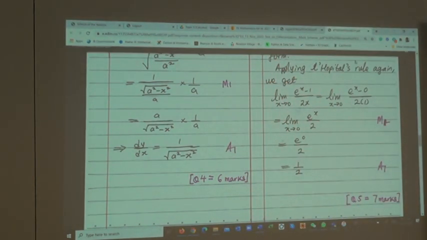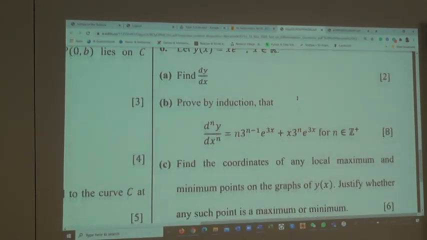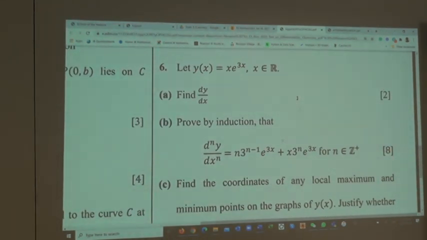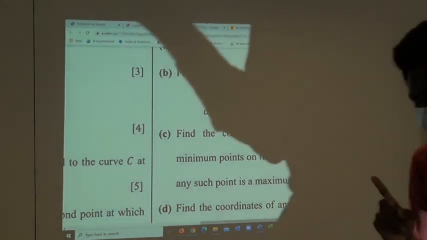All right. Now, 6. Easy stuff. Is that the last one? Yes. Okay. Given this function, find dy/dx. Easy stuff. A lot of people, in fact everybody, got that. Prove by induction. Induction.